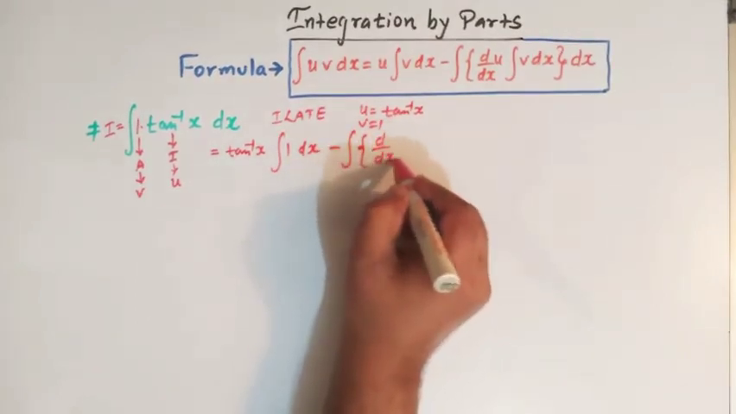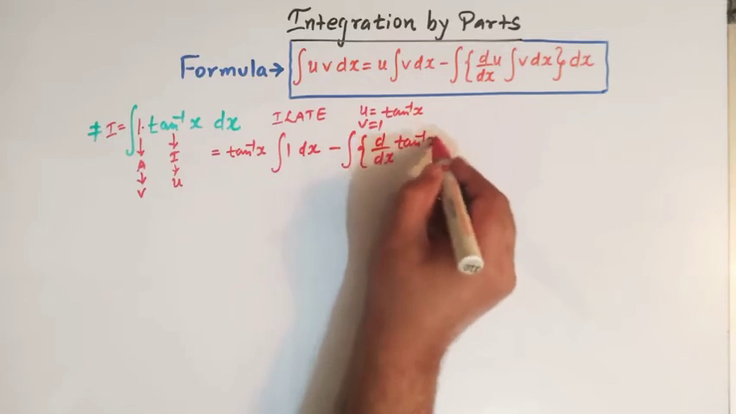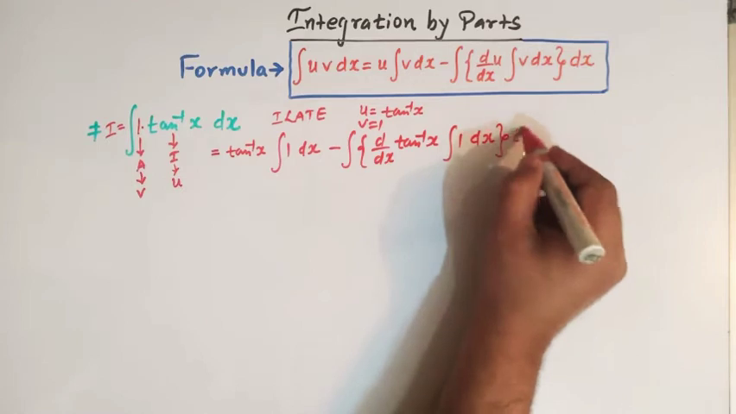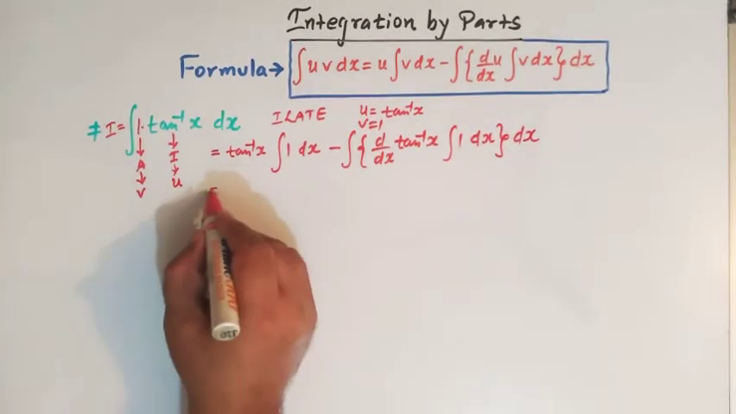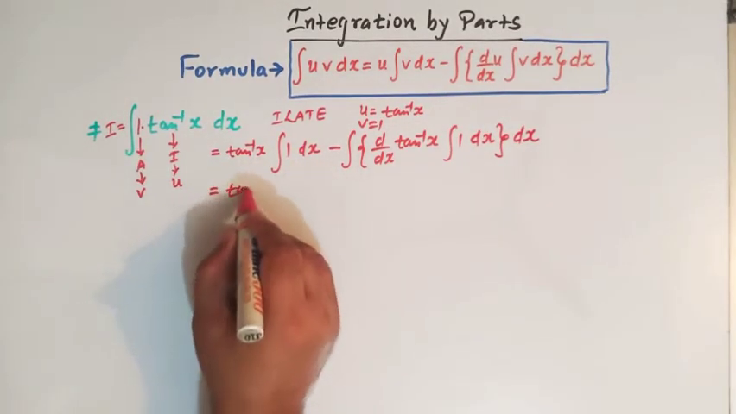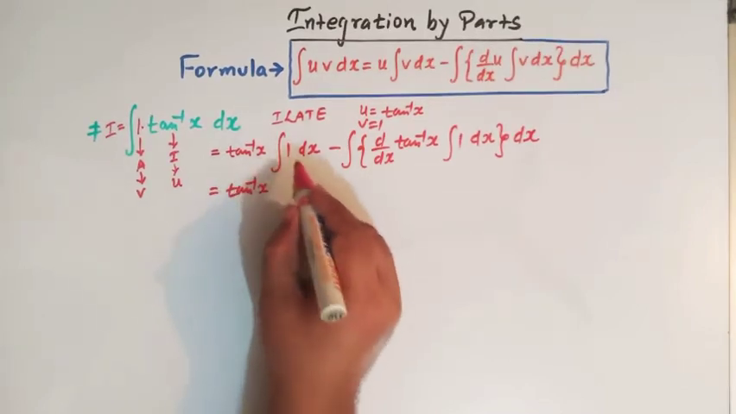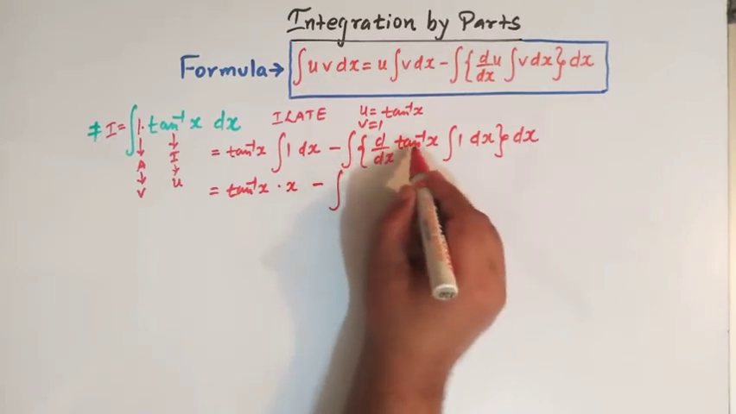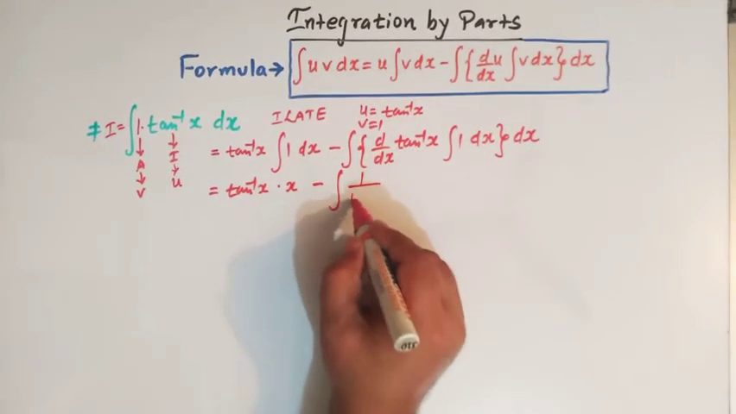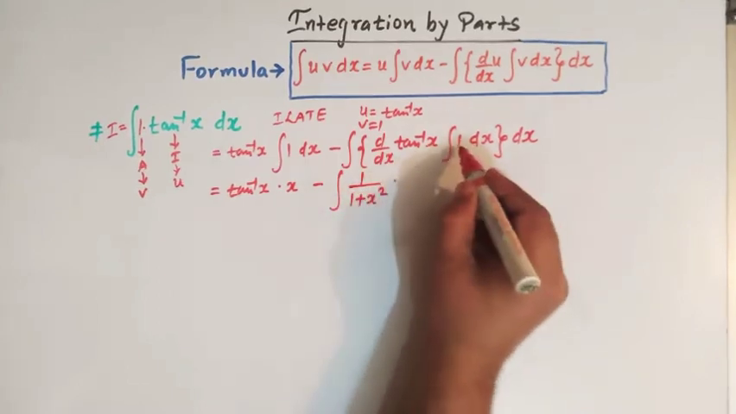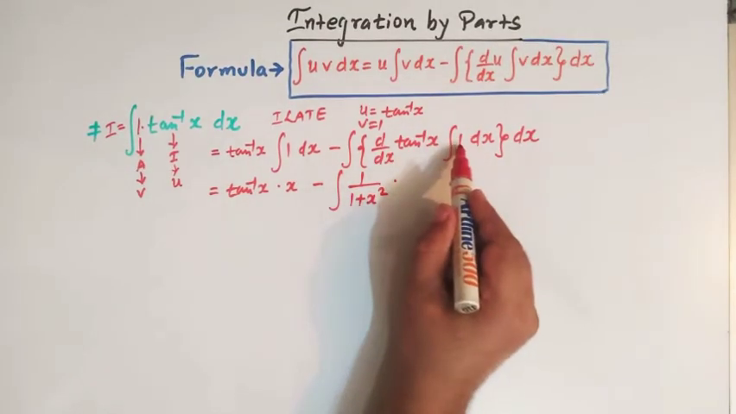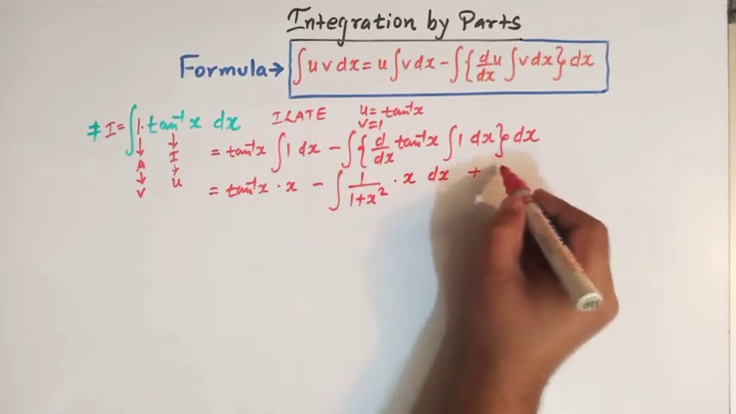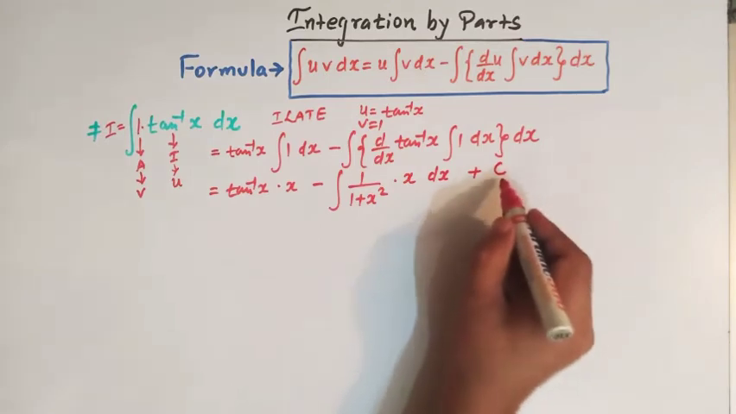tan inverse x times the integral of 1 dx, and then we have dx. Now this is tan inverse x, the integral of 1 is x, minus the derivative of tan inverse x is 1 over 1 plus x square, and the integral of 1 is x, and here we have dx plus c. c is the constant of integration.